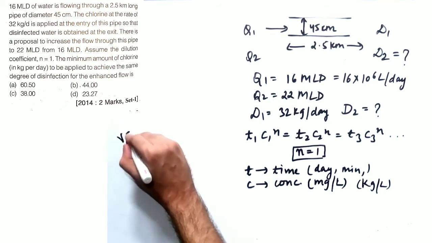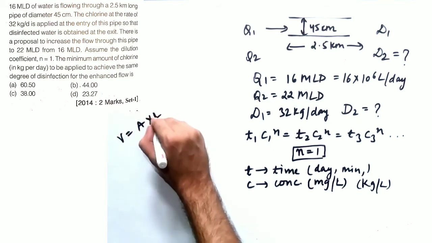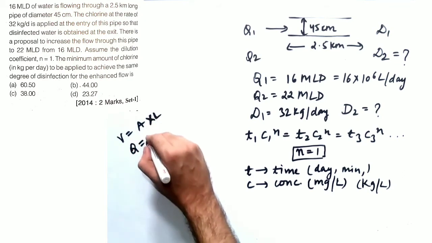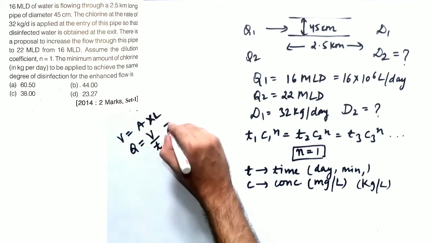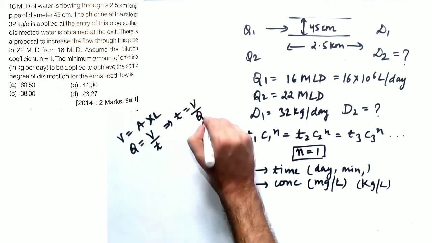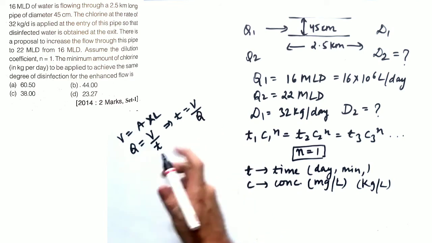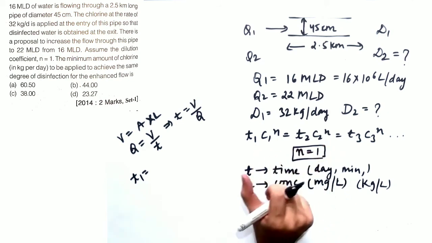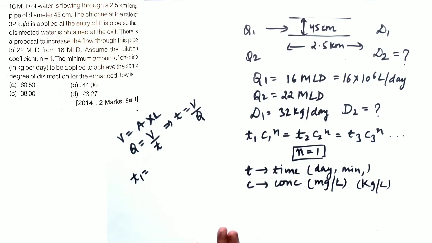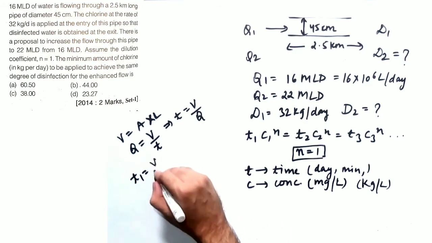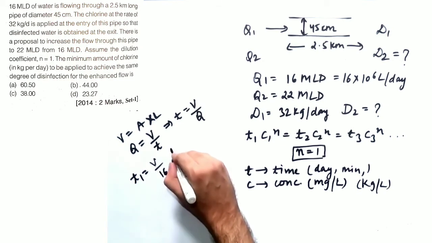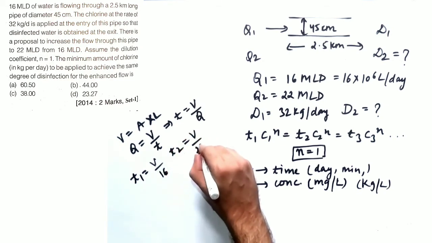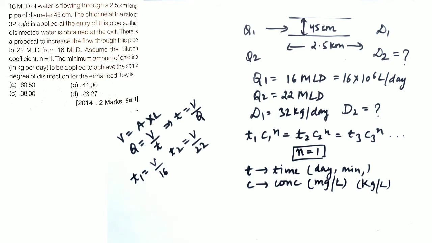See, you know volume. Volume is area multiplied by length, and discharge is volume divided by time. So time can be written as volume divided by discharge. You know the volume, you know the discharge. So T1 can be written as, what is the volume? The volume will be the same in both the ratios. So you need not calculate the actual volume because it will cut out. We can write T1 as V divided by 16 MLD. Similarly, T2 can be written as V divided by 22 MLD. Since the pipe is the same, volume will be the same. So V divided by 16 and V divided by 22, these are T1 and T2.